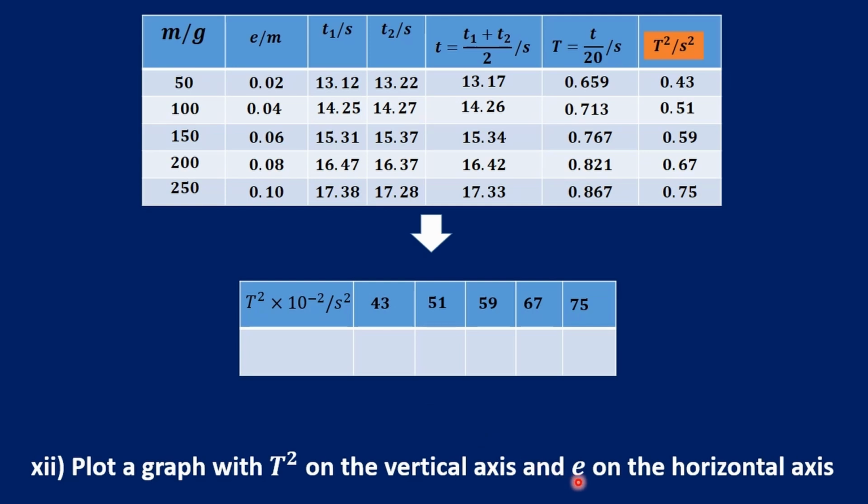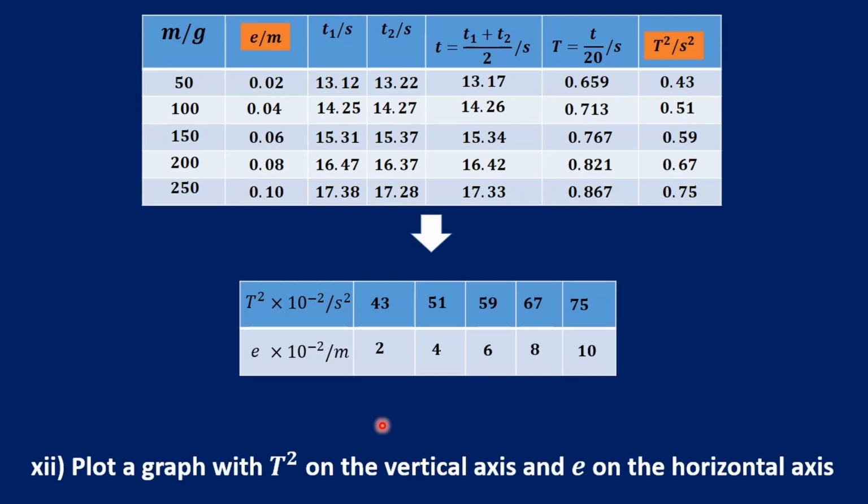We also need the values of the extension E. So we move the point 1, 2 and we have 2 over here times 10 exponent negative 2 and the unit is meters. We move the point 1, 2 over here and we have 4. The next one is 6, the next one is 8 and the last one is 10. All times 10 exponent negative 2 meters.